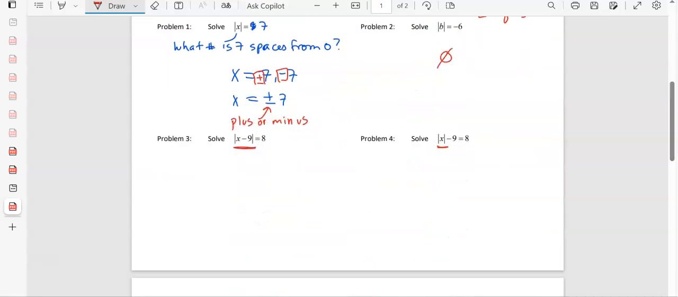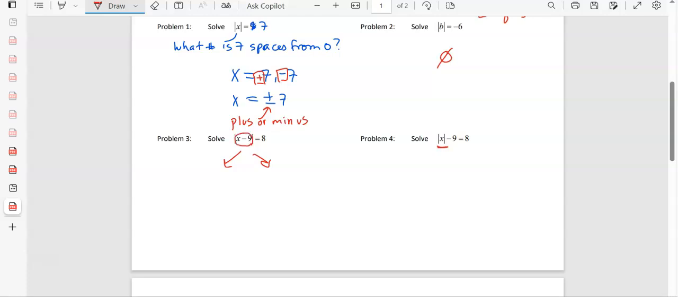In problem 3, the absolute value is already isolated, meaning it's the only thing on one side of the equation. And since it's equal to something that's non-negative, I know I have a solution. I can go ahead and write two equations. I like to draw these little arrows here, a way to remind my brain that I need to write two things.